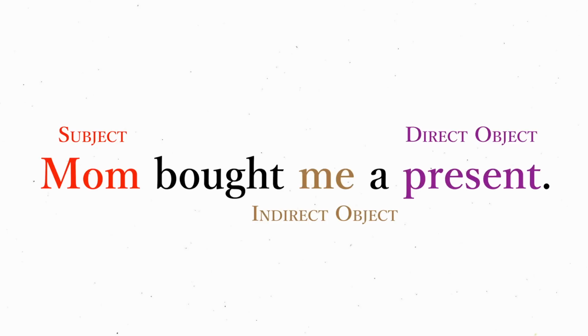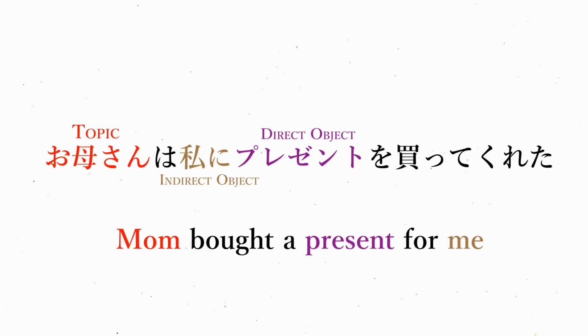The third use of ni is for the indirect object. So the indirect object of a clause is different from the direct object. The indirect object is someone or something that an action is being done to or for. So let's break it down in English first. In the sentence, Mom bought me a present, the subject, Mom, buys the direct object, present, for me, the indirect object. In Japanese, I would say, お母さんは私にプレゼントを買ってくれた. Mom bought a present for me.